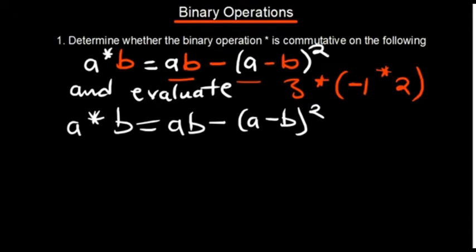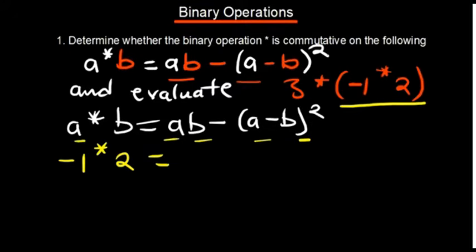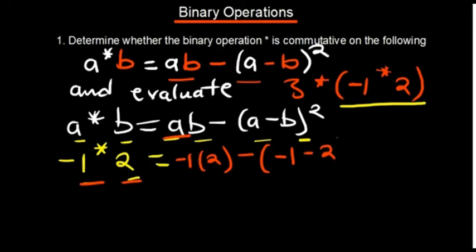Just like BODMAS, we're supposed to start with what is in the brackets. So I'll get what is in the brackets. It's negative 1 star 2. Then I'll substitute in the equation correspondingly. For A it is negative 1, for B it's 2. So where we have A, we're going to put negative 1, our B we'll put 2, minus. In the brackets we have A minus B. Our A is negative 1 and our B is 2. So it's going to be negative 1 minus 2 squared.